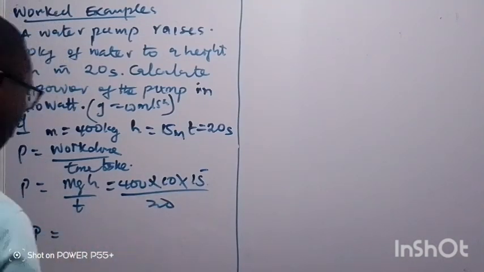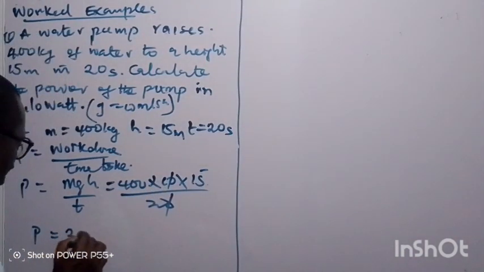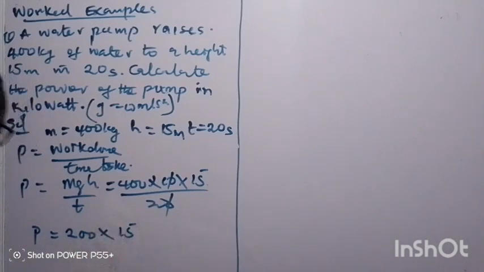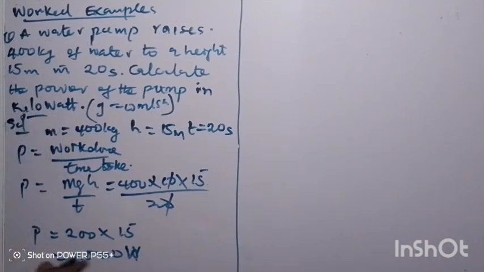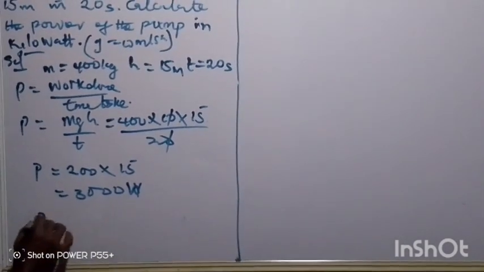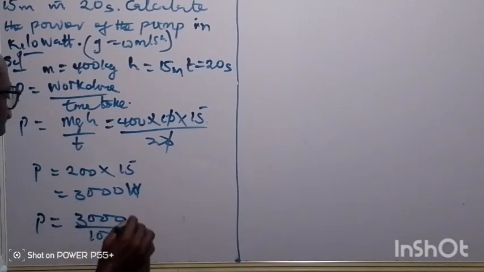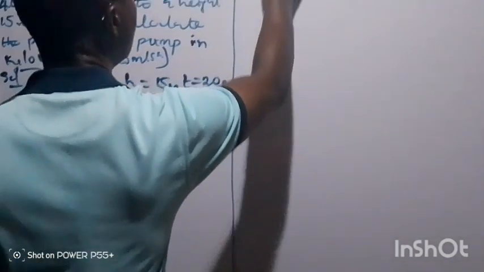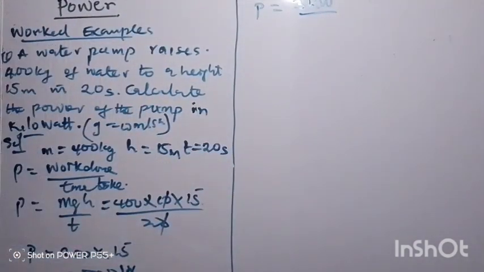So continue with this one. The power now will be equal to, we cancel 0, and this one will cancel this one. This one will be 200 multiplied by 15. And this one will now give us 3,000 watts. But the question says we must calculate in kilowatt. So take 3,000 watts to kilowatt, divided by 1,000. So our P in kilowatt will be equal to 3,000 over 1,000, that was in watt. So the power in kilowatt will be equal to 3 kilowatts. That's the solution to the question.